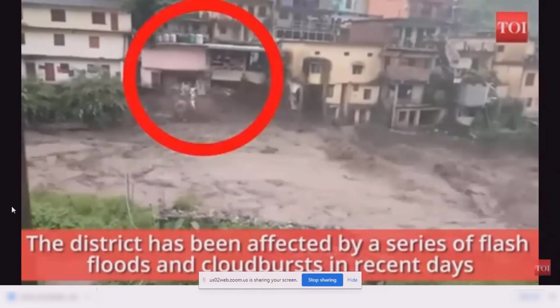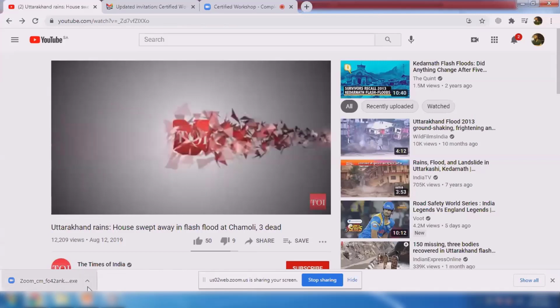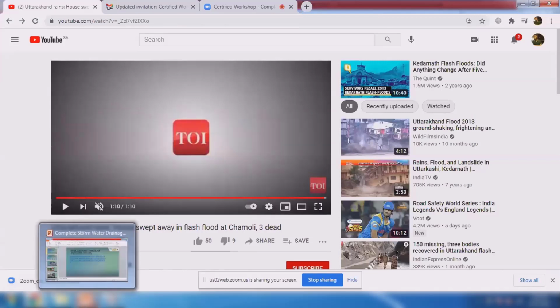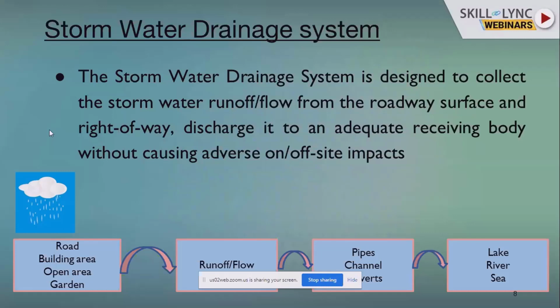So this is very important. That's why we should develop our city in a very well-planned manner, and we should give too much importance to the stormwater drainage. The standard definition of a stormwater drainage system: it is designed to collect the stormwater runoff or flow from the roadway surface and right of way, and discharge it to an adequate receiving body without causing adverse on-site or off-site impacts. So this is our main concern.